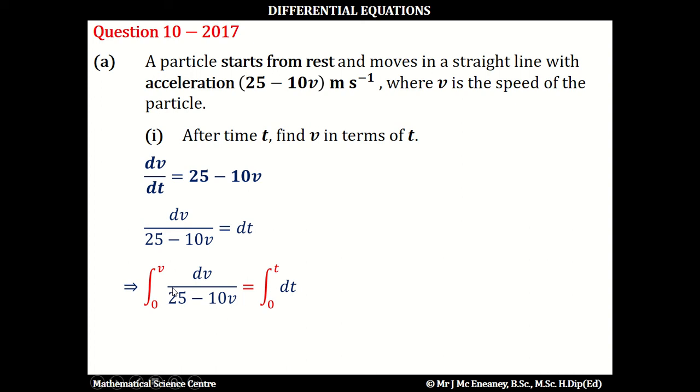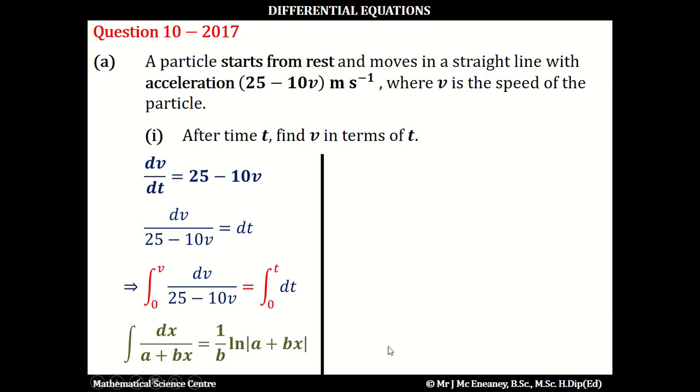Now on the left hand side, we've got a linear function on the bottom, and if you integrate dx over a plus bx, this is just 1 over b times the ln of the absolute value of a plus bx. So here the a value is 25 and the b value is minus 10. So we get 1 over minus 10 times the ln of 25 minus 10v on the left. And on the right hand side, if you integrate dt, this just gives t. The limits are from 0 up to v on the left and 0 up to t on the right. So we put in v for v first, and then minus, we put in 0 for v.